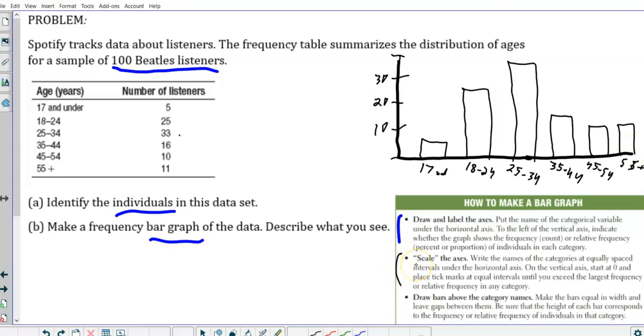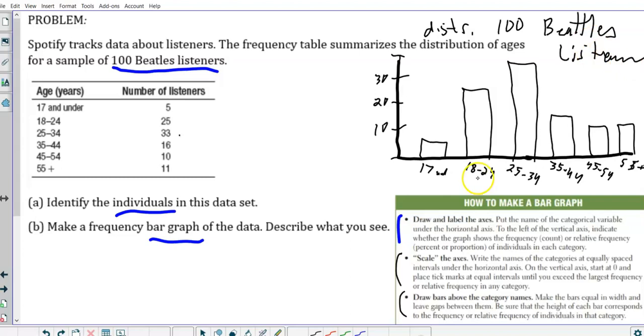Scaling is that second step I did. That's very important. Draw bars above the category names. I did that. So the one thing I might want to say is, put a title on this, like this is distribution of 100 Beatles listeners. And so that's a pretty good bar chart. Got my title. I drew and labeled the axis.